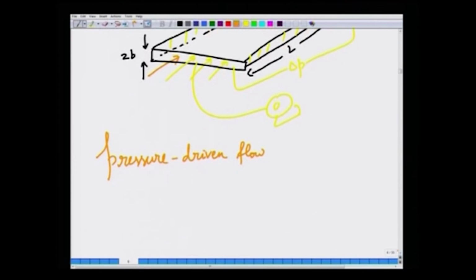Okay. So, this is an example of what is called a pressure driven flow. Now, we are going to make assumptions which will make the problem tractable. The assumptions are, namely, that the flow is steady.